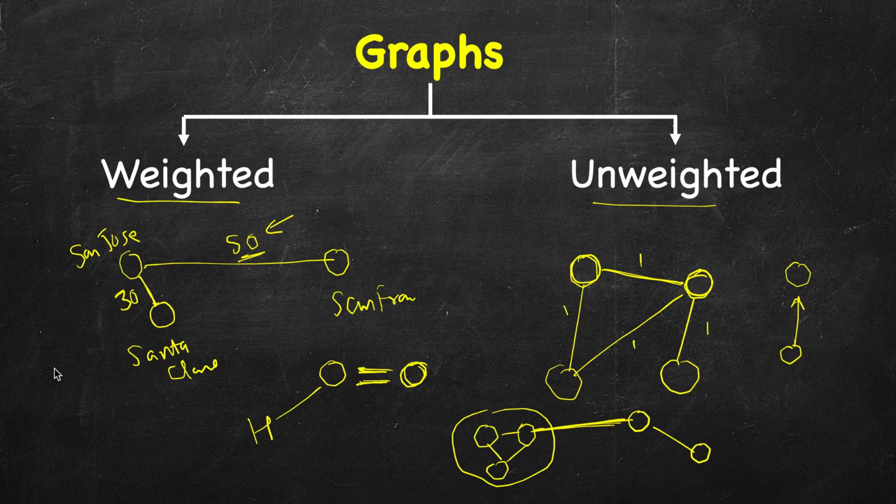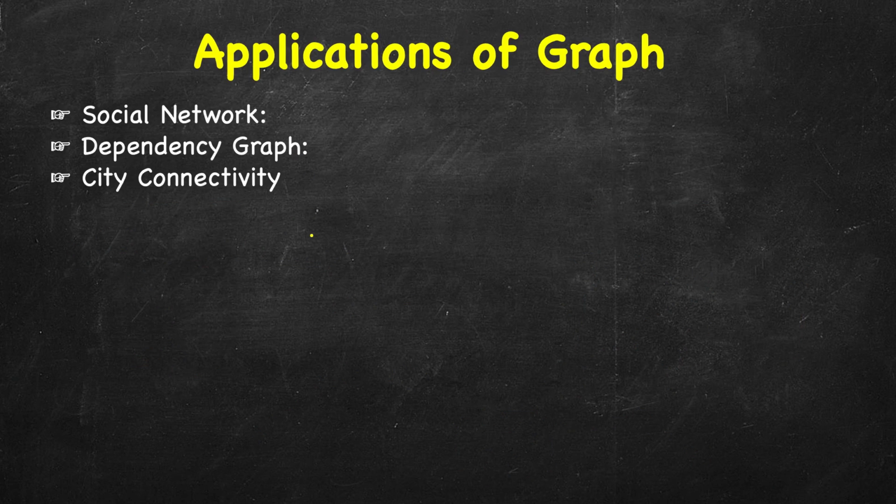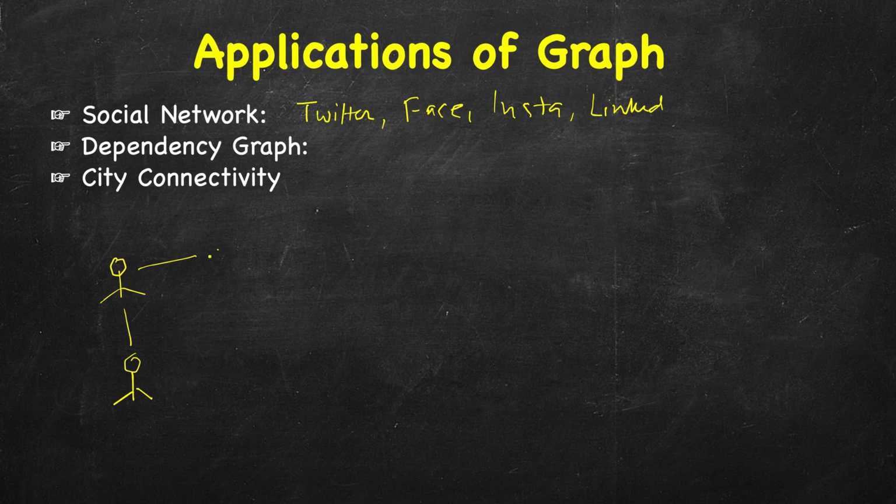Now let's look at some of the applications of graphs. We have already seen one example of a social network, Twitter. Similarly, it can be Facebook, Instagram, or LinkedIn, and it has a good application in social networks. So this person, these are connected, these are friends, let's say, and let's say these are in some common group.